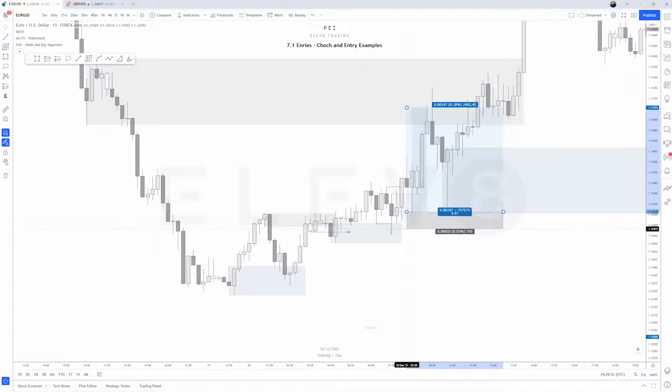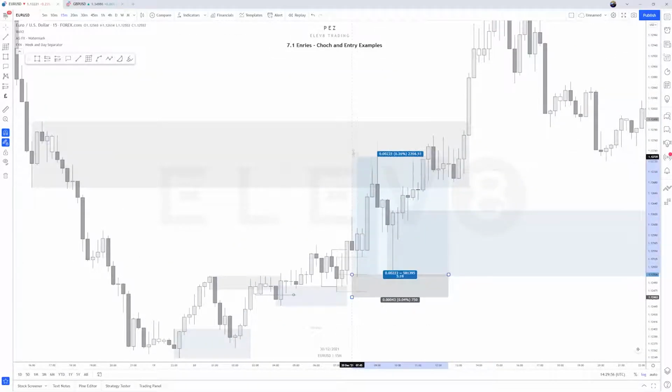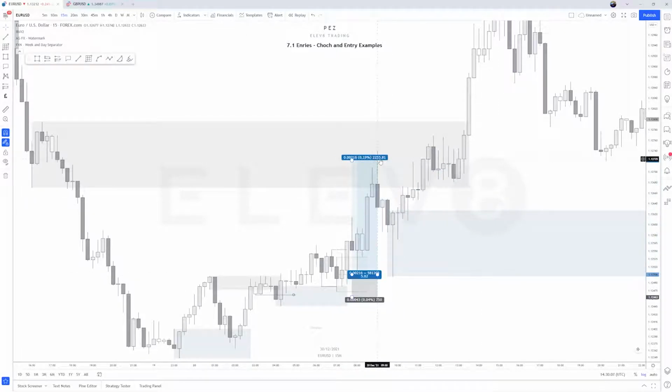And then that's 3.3, cover the low by 1 pip. Target for this is 5R because we're counter trend. And then this runs straight to target. If we weren't to take profit here and we were to hold, we would have been stopped out at break even here.